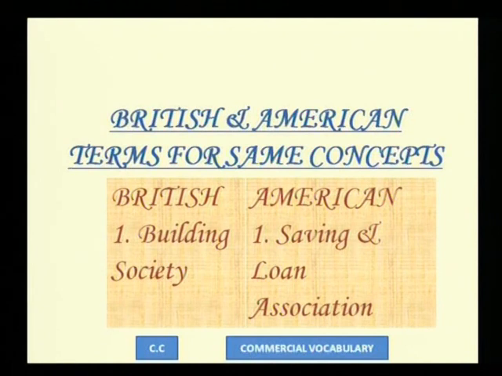The first term for British English is building society, which is called Savings and Loan Association in America. This is a financial institution which is owned by its members as a mutual organization. Now they offer banking-related finance services, especially mortgage and lending.